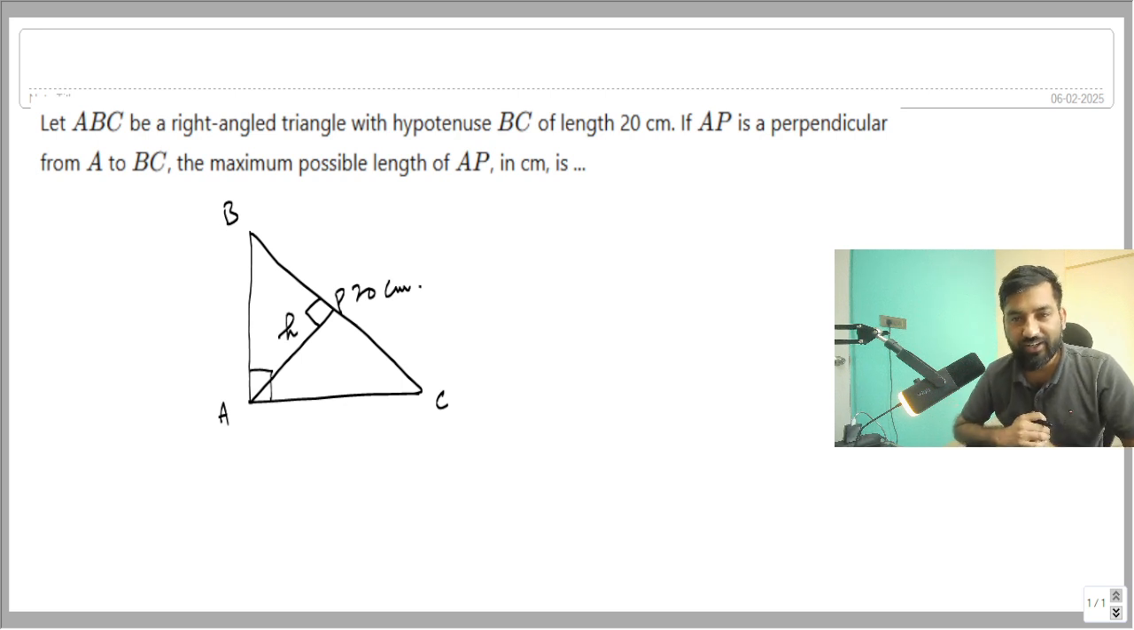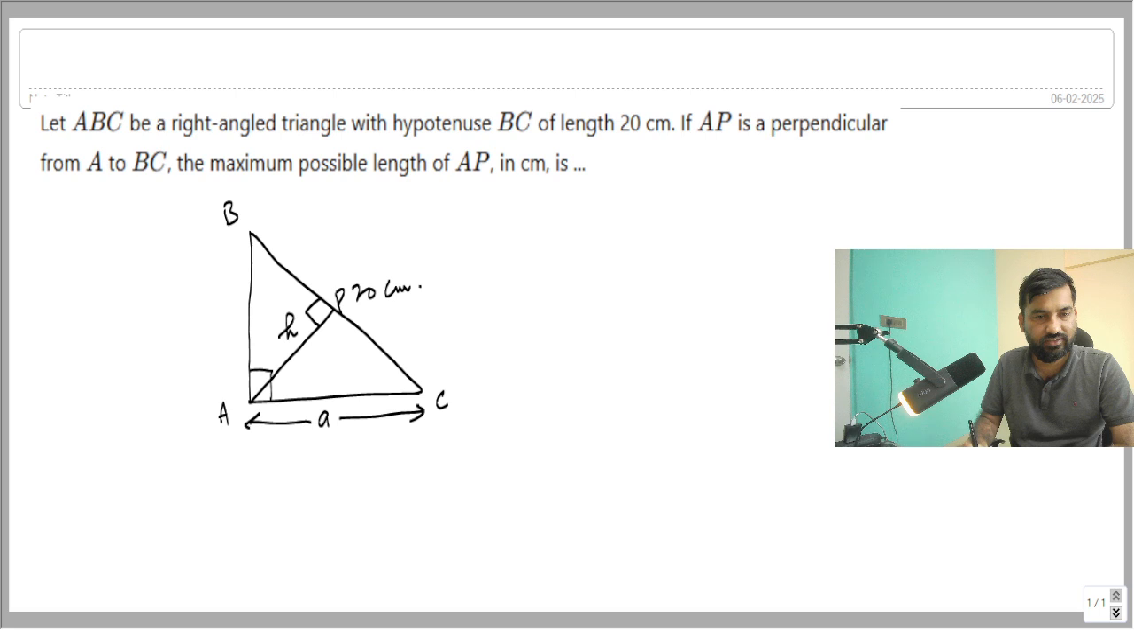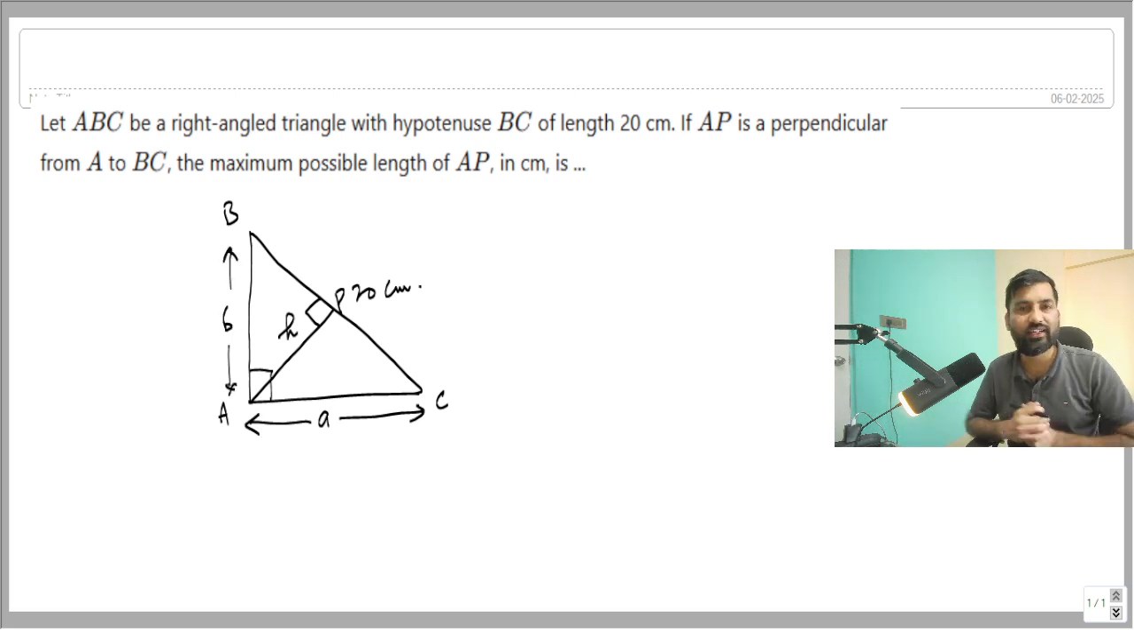We are not given any other information, like the length of side AB and the length of side AC, so you might think, let us leave this question. But what we can do is consider this side as a and this side as b. We don't know a and b, and we don't know the angle information either. Only one of the angles is 90 degrees. We don't know the value of the other angles, so we take this as a and this as b.